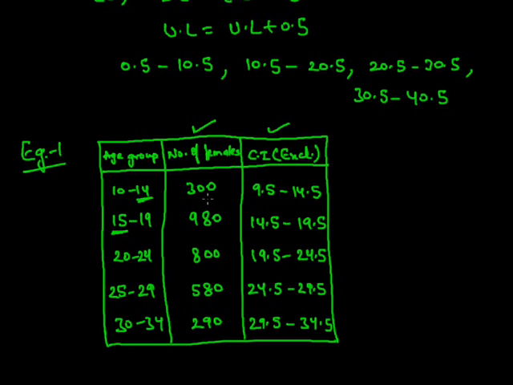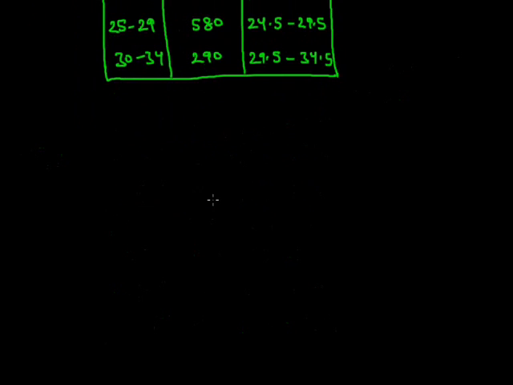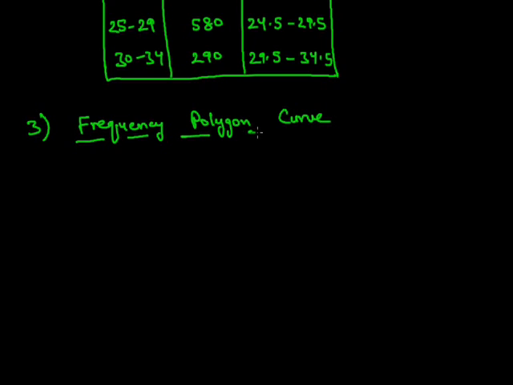Now we move on to the next part. As we have seen how to plot the histogram, now the third type of graphical representation is the frequency polygon curve. So the third type of graphical representation is the frequency polygon curve. So how to plot the frequency polygon curve?